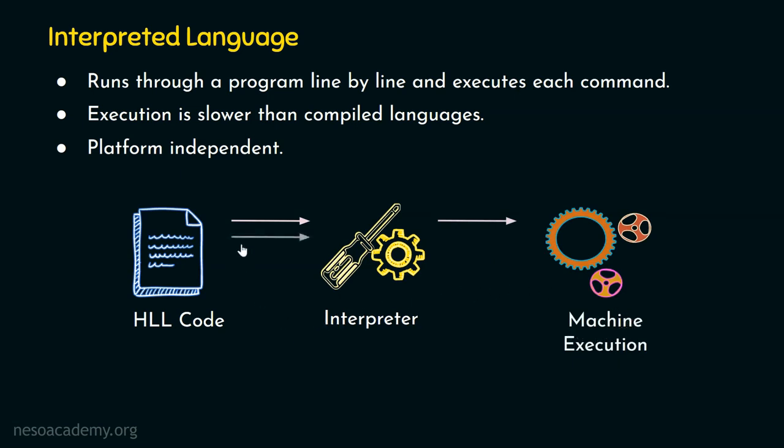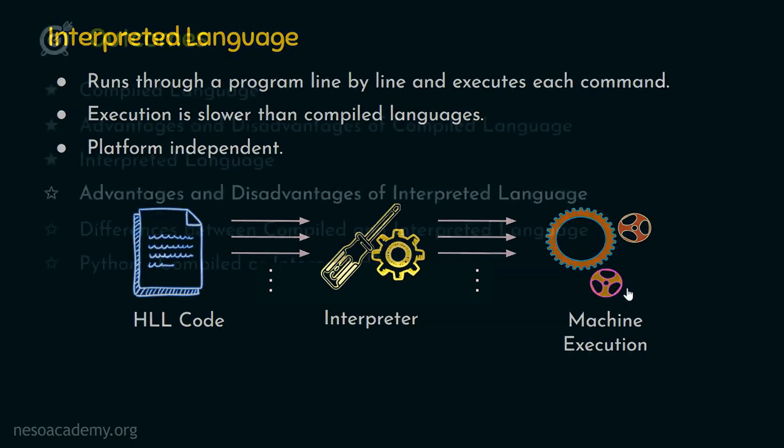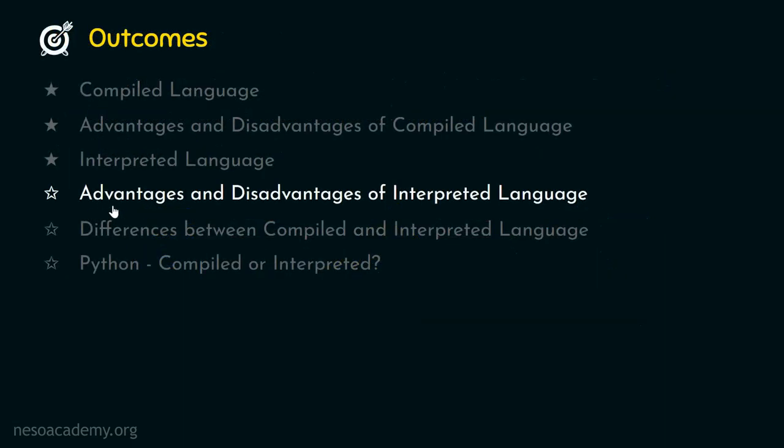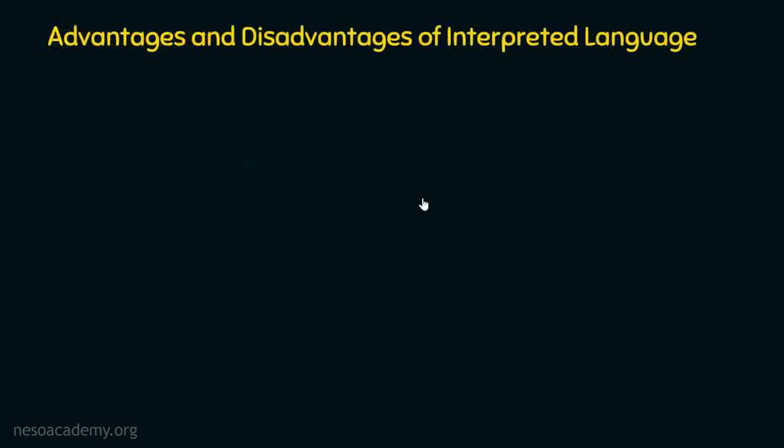Similarly, the next instruction is processed by the interpreter and the underlying virtual machine, and finally executed by the machine. This continues until all the instructions in the high-level source code have been processed by the interpreter and executed by the machine. So we learned what an interpreted language is, its features, and how it is executed by the machine. Now let's see the advantages and disadvantages of interpreted language.